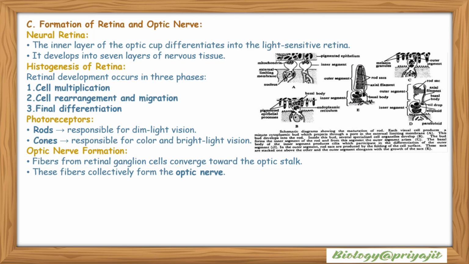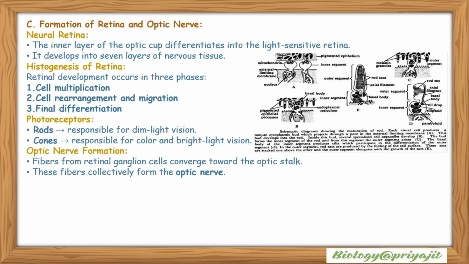Neural retina: the inner layer of the optic cup differentiates into the light-sensitive retina. It develops into 7 layers of nervous tissue. Histogenesis of retina: retinal development occurs in 3 phases. Number 1, cell multiplication; number 2, cell rearrangement and migration; and number 3, final differentiation.